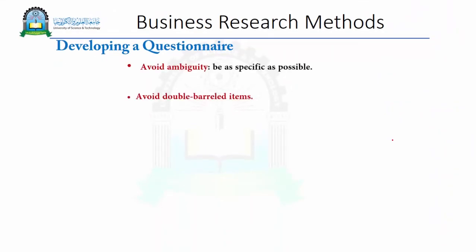Another point in developing a questionnaire is to avoid ambiguity. This is a very, very important point. So be as specific as possible. Don't use ambiguous words, that means words with, let's say, different meanings. And don't phrase a question with different possible answers. Make your question specific so that it will take only certain answers and direct the respondents to give you the accurate and right answer.